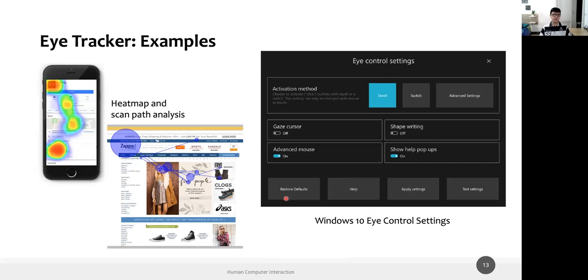And what we are using a tracker for, we can enable new ways of interaction, like this AAC that we have seen before with people with disabilities, but we can also use this for understanding how people relate with a user interface on a screen. And you have seen a heat map already in the lecture about visual design. Here is another example of a heat map on a mobile phone.